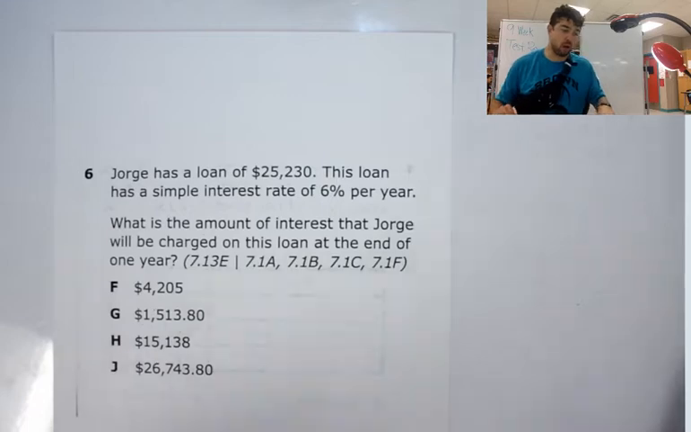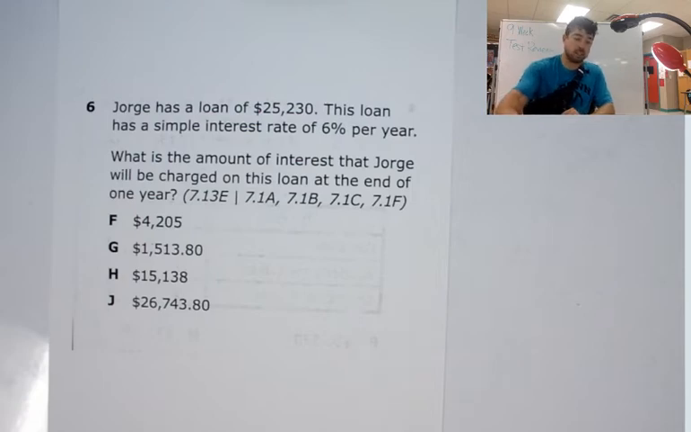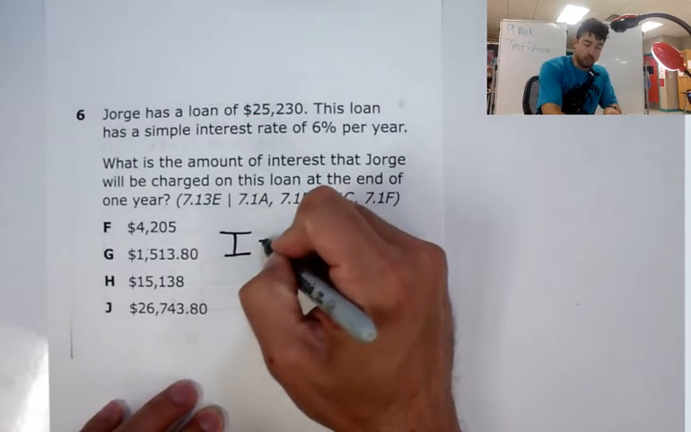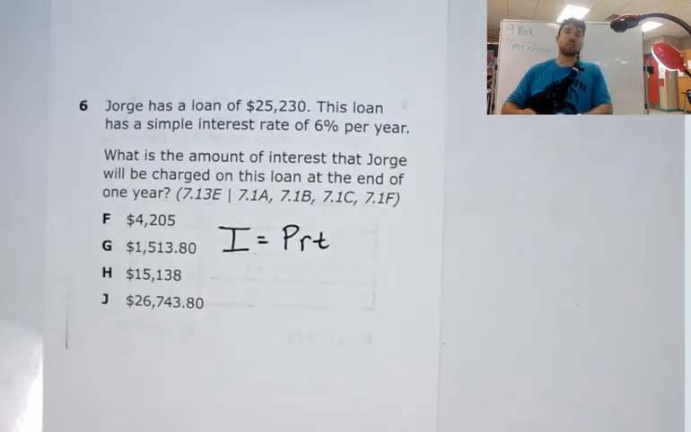All right, next one. The next one is dealing with interest, right? This is a really simple problem. You'll get the formula for this on the test, but the formula for simple interest, write this down, is I, which stands for interest, equals P R T. Now, once you understand what these variables mean, it's really simple. You're just going to plug them in and multiply.